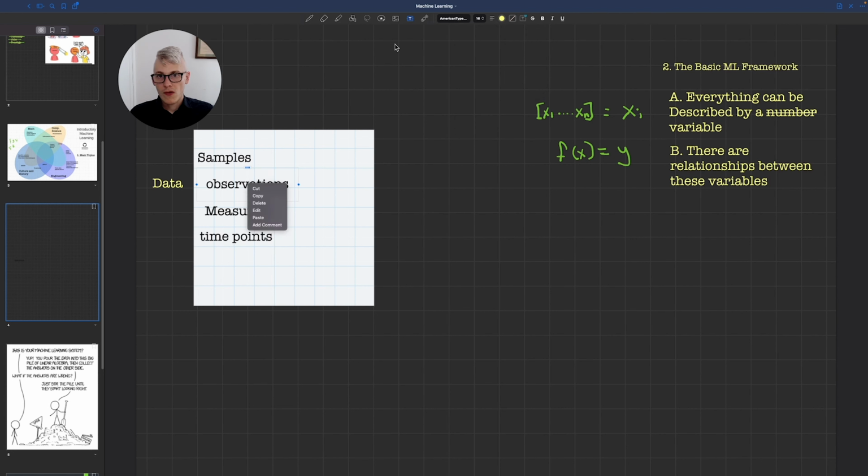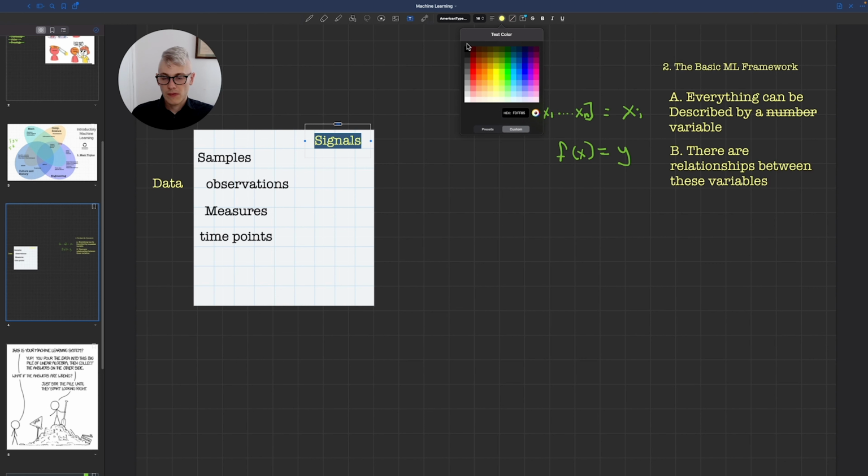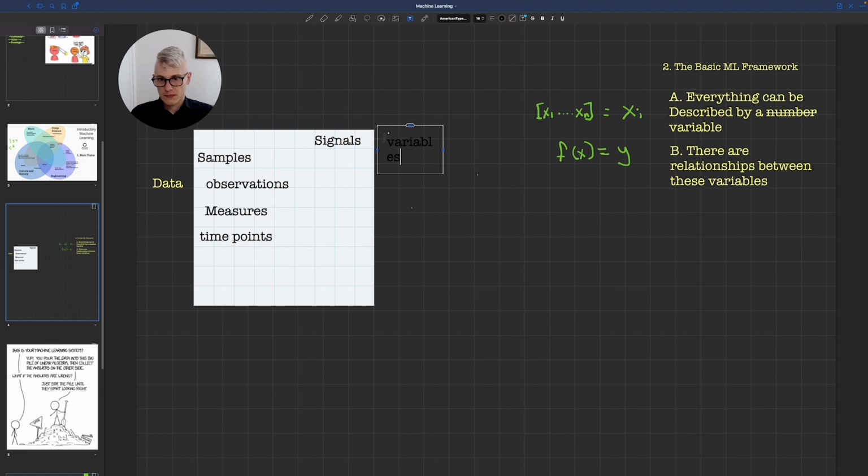And then for our columns, we would have what you might call signals, or variables. So you have a list of all these different variables, and you make a little spreadsheet like this. Over here we've got all the times that we measured, and here are all the things that we measured. It's a very common framework for data, a very useful thing to have in your head.